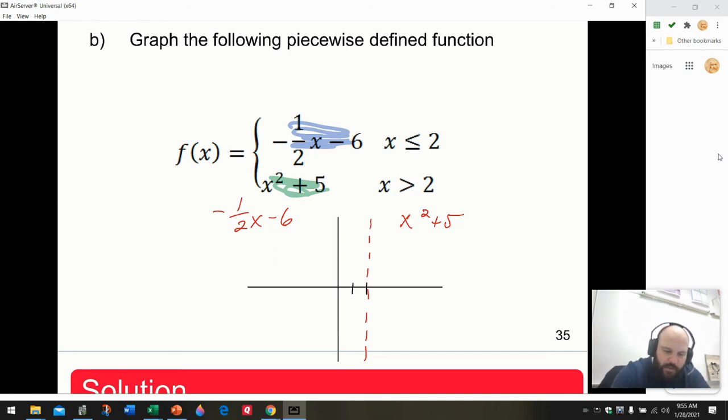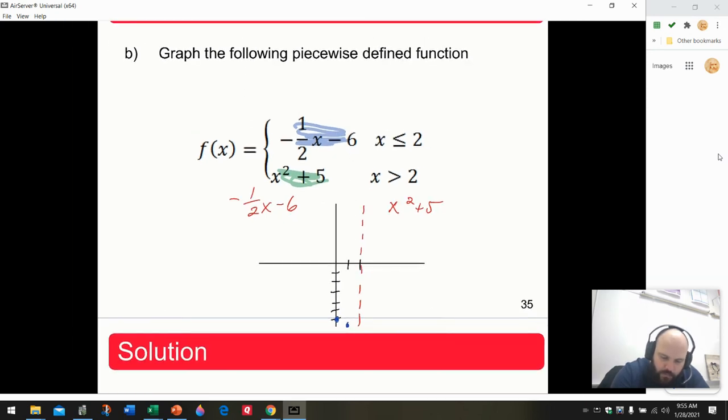So let's graph the easy one first. The easy one is going to be the linear graph. So we need to go down 6. And I'm going to graph that one in blue. So I'm going to go down 6. So I'm going to put a dot. And then I could go down 1 over 1.